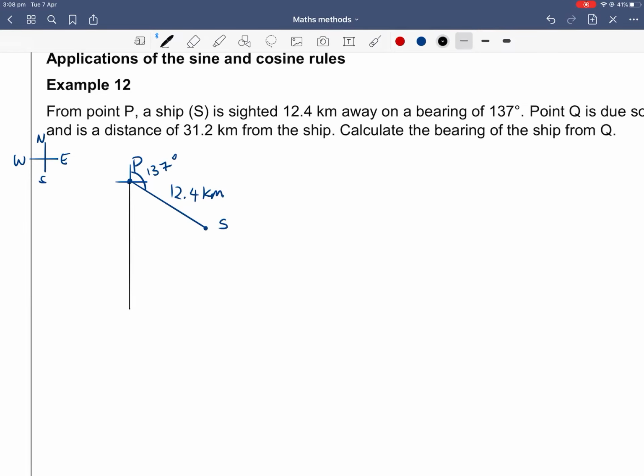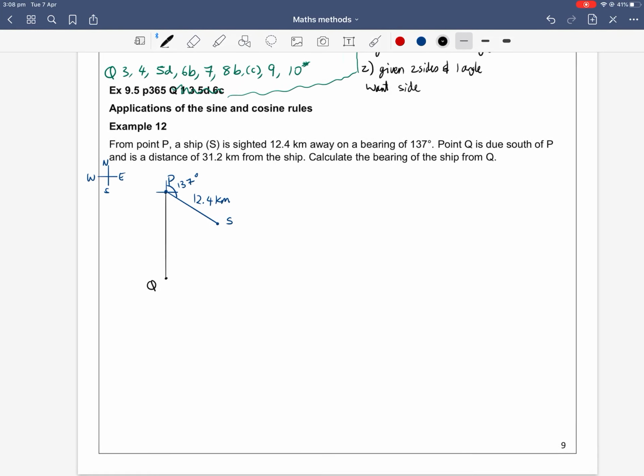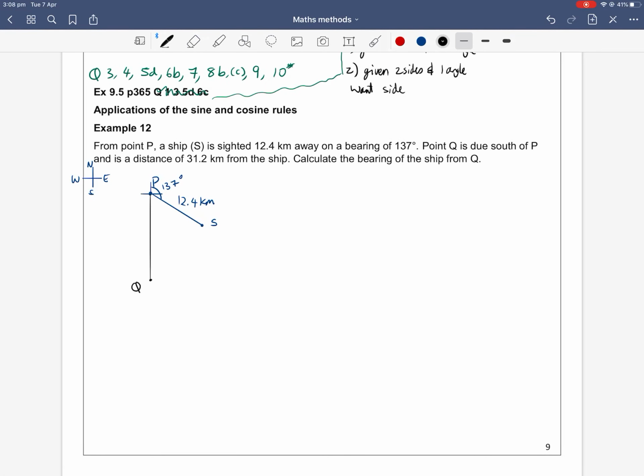Alright, so let's go P to Q. So that's point Q, which is due south of P, so it's on the north-south line. And Q to S is a straight line. Let's do that again, a beautiful straight line using a ruler. There we go. Which is 31.2 kilometers away from S. What is it that we want to find? We want to find the bearing of the ship from Q.